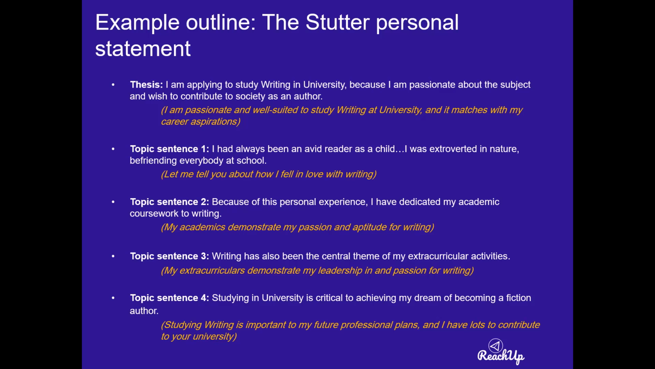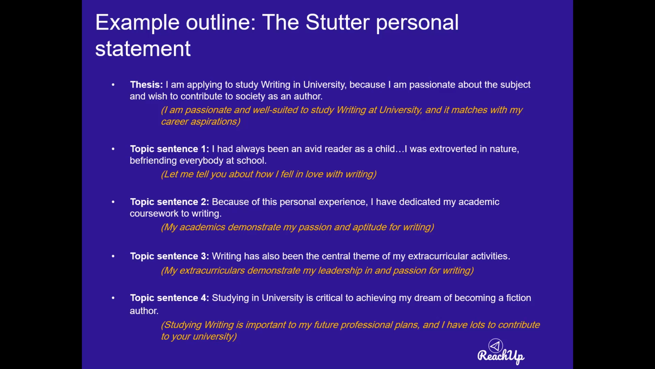The third topic sentence is, writing has also been the central theme of my extracurricular activities. And here the applicant's saying that my extracurricular activities demonstrate my leadership and passion for writing. And finally, the last topic sentence says, studying in university is critical to achieving my dream of becoming a fiction author. And what he's saying here is that studying writing is important to my future professional plans, and I have lots to contribute to your university.